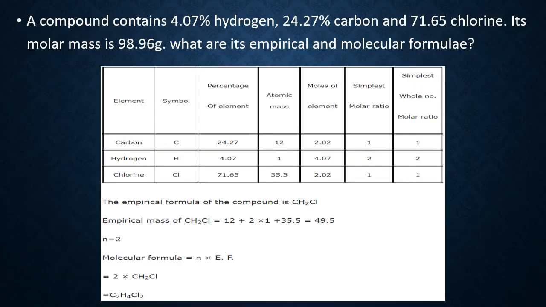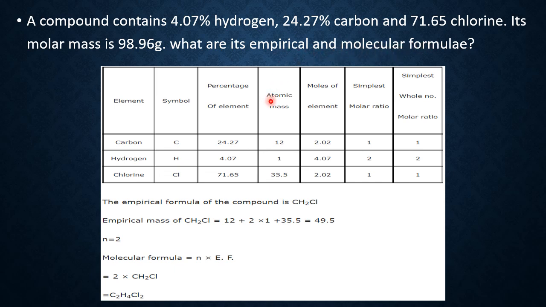First example: a compound contains 4.07% hydrogen, 24.27% carbon, and 71.65% chlorine. Its molar mass is 98.96 gram. What are its empirical and molecular formulae? So for this, to make the calculation simple, draw the table.